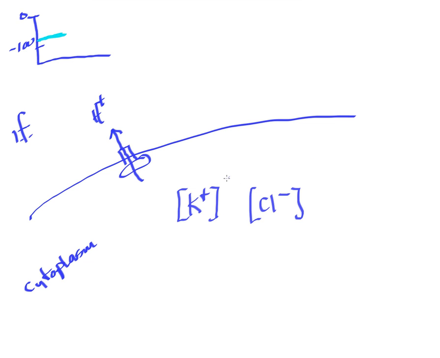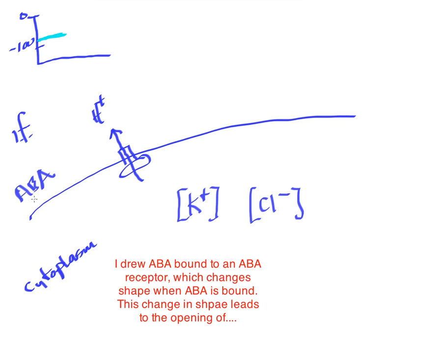A signal that is known to lead to the closure of guard cells of stomata is abscisic acid. Abscisic acid, abbreviated ABA, is a hormone. It travels sometimes from the roots up into the shoot of the plant, sometimes from other parts of the shoot, but it is a signal that means there's a lack of water.